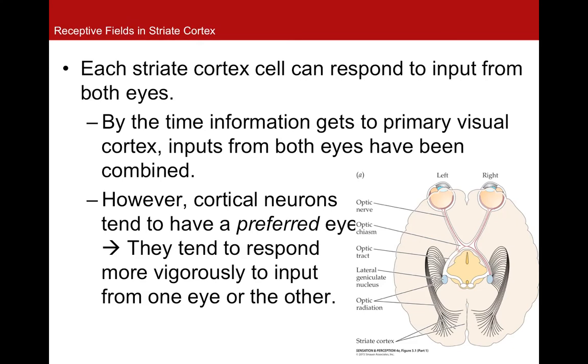And each of these cells can respond to input from both eyes, but the idea is that they might respond preferentially, and cortical neurons tend to have a preferred eye that they respond to, so they respond more vigorously, so more action potentials, to the input from one eye or the other. But the input has been combined from both eyes when it's got to the primary visual cortex.